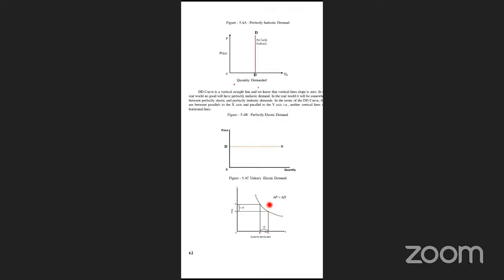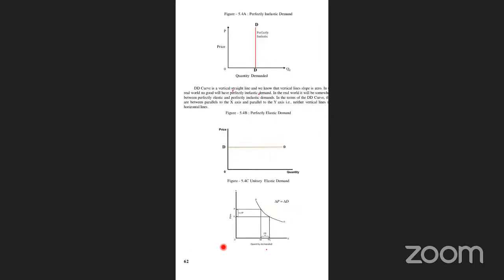So this graph below shows you the percentage change that we're talking about in elasticity of demand. Percentage change is denoted by a triangle like this. This particular symbol denotes the percentage change. Percentage change in price, percentage change in demand.